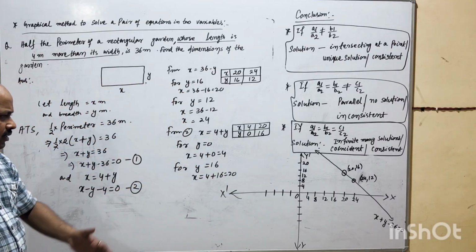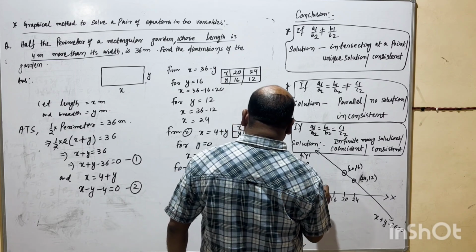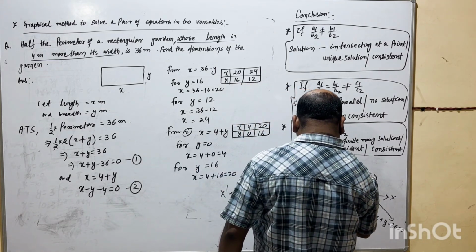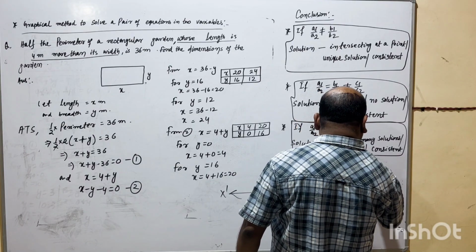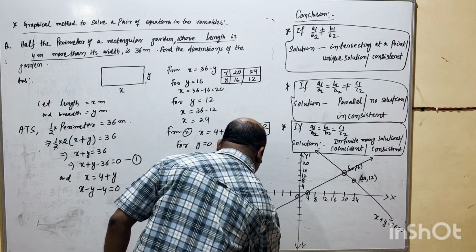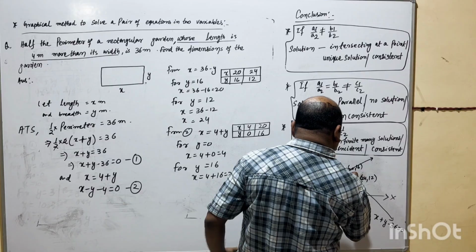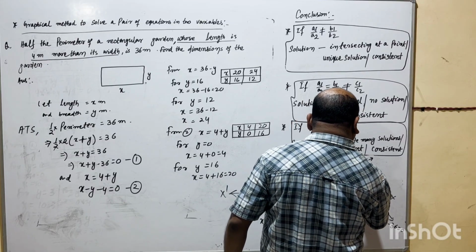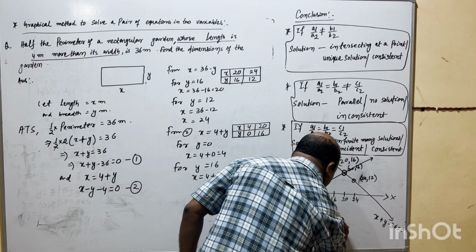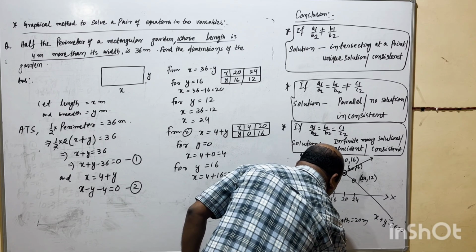Always obey this process. Then the second one: plot 4, 0, and join it with 20, 16. This line is x minus y minus 4 equal to 0. Where do they intersect? They intersect at 20 and 16. So the required length is 20 meters and the breadth is 12 meters.